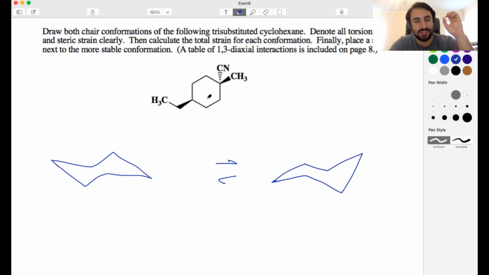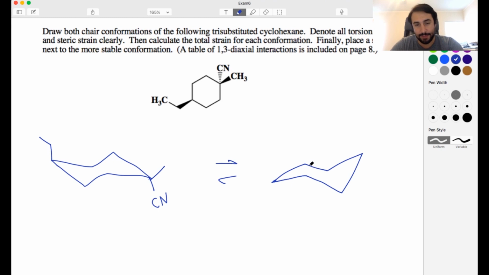Again, when you place the first one on there, that is arbitrary. So I'm going to take this ethyl pointing up, and I'm going to put it there, ethyl pointing up in the axial position. Then now these are not arbitrary. We go to the opposite carbon, which will be this carbon. We've got methyl pointing up, and we've got this CN group pointing down. Okay, so that's that one.